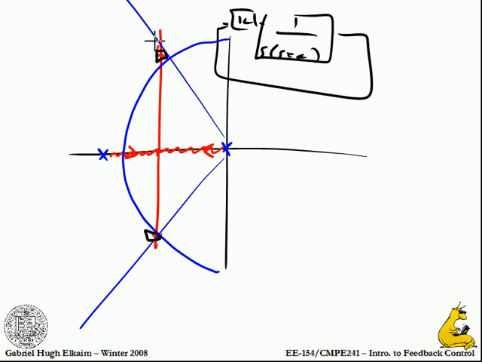Once I know that this is the spot I want to put the poles in on the root locus, then finding what the gain is that puts me there is a relatively quick exercise, and we'll get to that in a second.